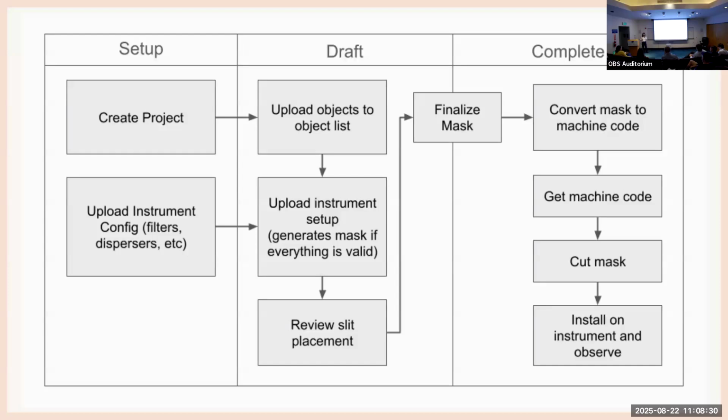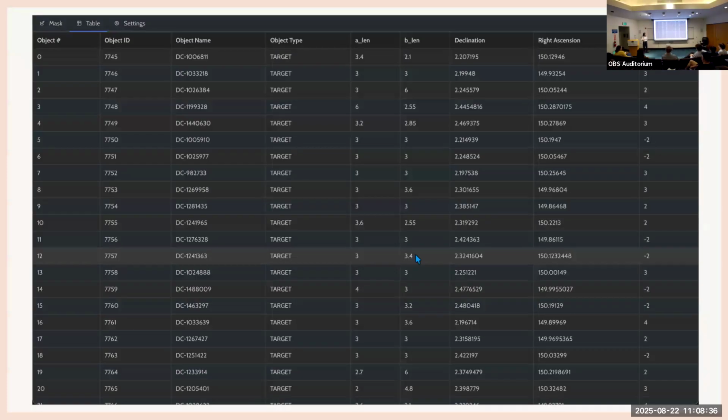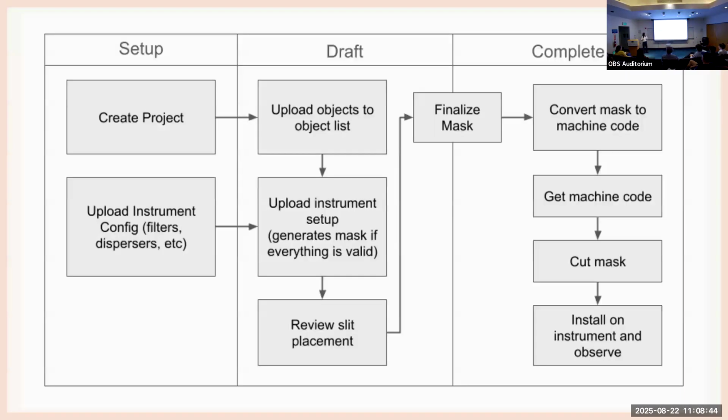So once you're done with all of that setup stuff, you move on to uploading your objects to an object list, which is, again, just to help you organize it even more and view it nicely in a table instead of a massive text file. And once you've uploaded your objects to an object list, you're going to be uploading your instrument setup. So it's like, what position is the telescope going to start and end the observing run in? And this is also where the validation check happens.